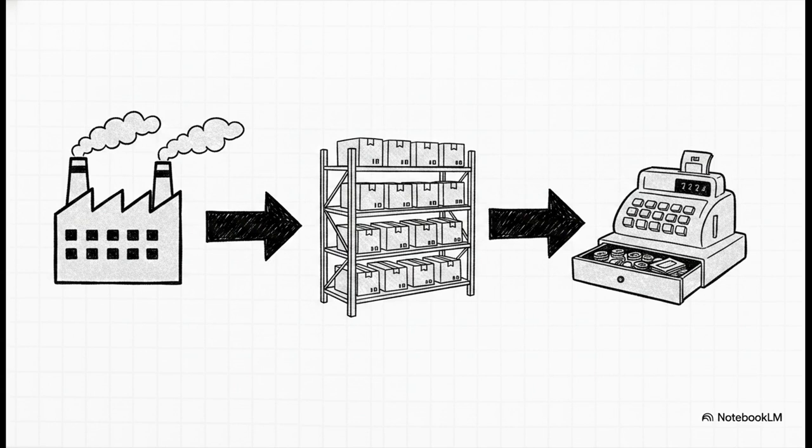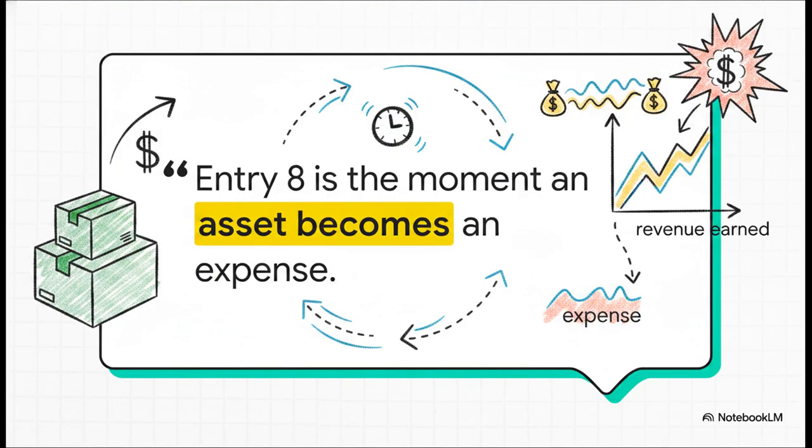We transfer the goods by debiting finished goods inventory for the cost of goods manufactured, and we credit work in process, officially clearing it right off the factory floor. Then comes entry 8, the ultimate destination. At the exact point of sale, we debit cost of goods sold and credit finished goods, ringing it up at the register. This right here is a massive narrative pivot in our accounting story.